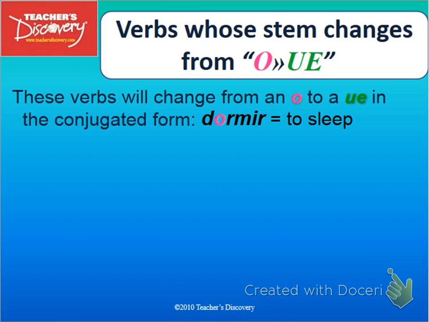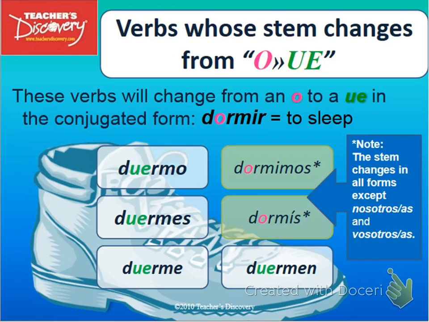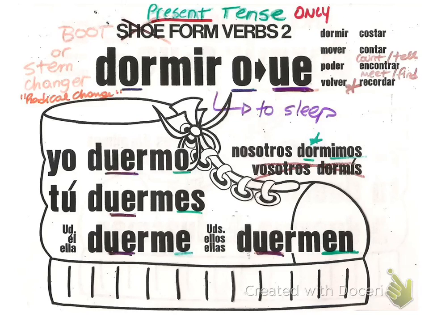The first family of stem-changing verbs that we're going to talk about are O to UE changes. We've already done the verb dormir in the reflexive section of the course, and when we did dormir, we knew that the O changed from the original infinitive form of the verb to UE inside the boot shape, which just means that nosotros and vosotros is out of the boot. Here's just another way to look at the same verb dormir with the UE changes inside the boot, noticing that the nosotros form doesn't get the change.